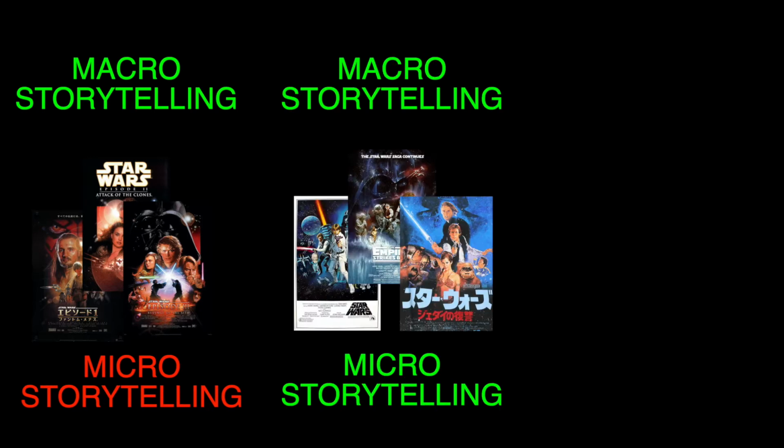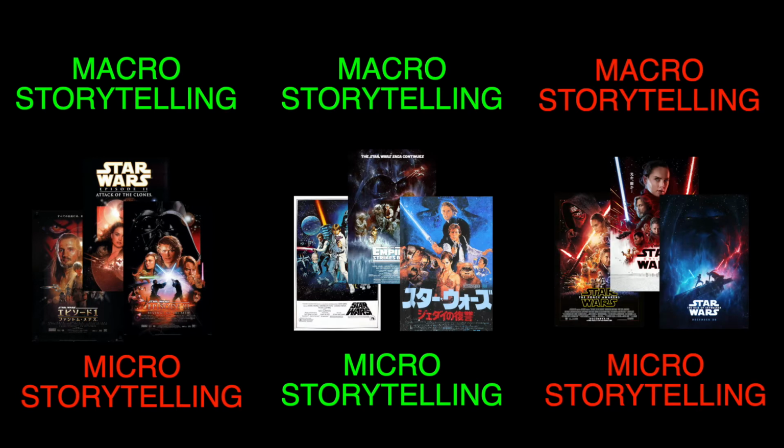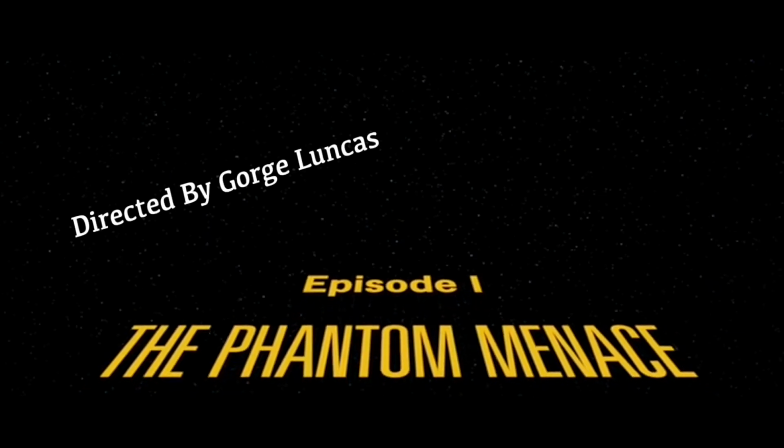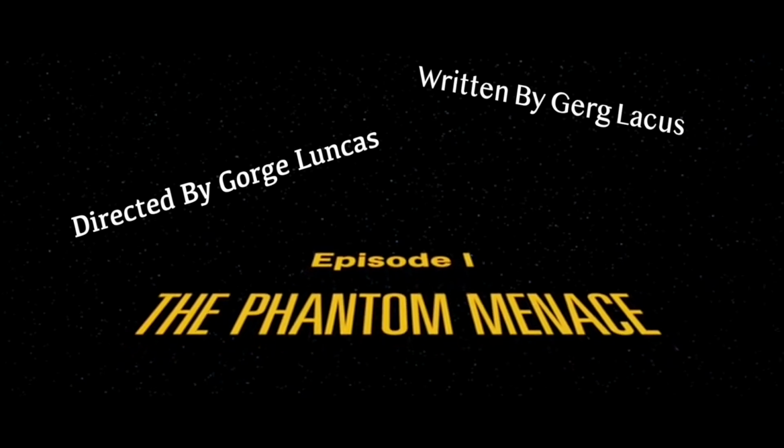In my last video, I alluded to a theory I had about Star Wars when it came to macro and micro storytelling. I said the prequels had good macro storytelling, but bad micro storytelling. The original trilogy had good macro and good micro storytelling, and the sequels had bad both. So I wanted to explain that a little more using Star Wars Episode 1, The Phantom Menace, directed by George Lucas, written by George Lucas.